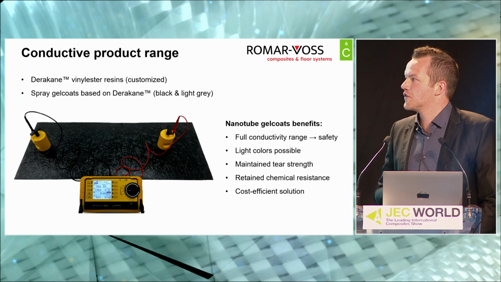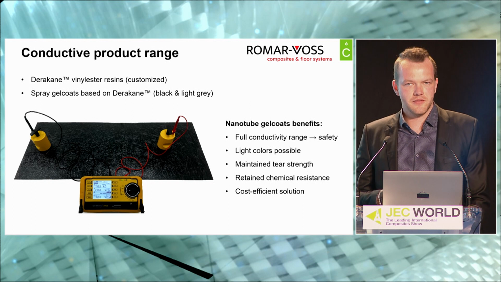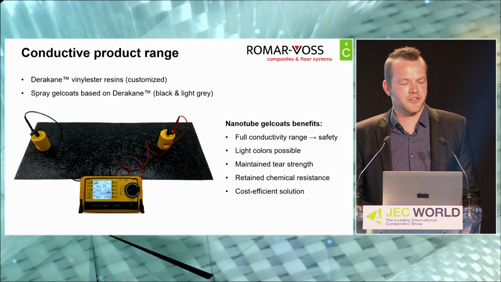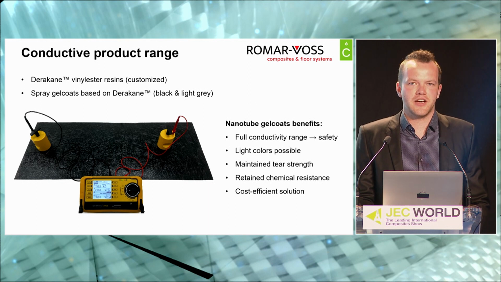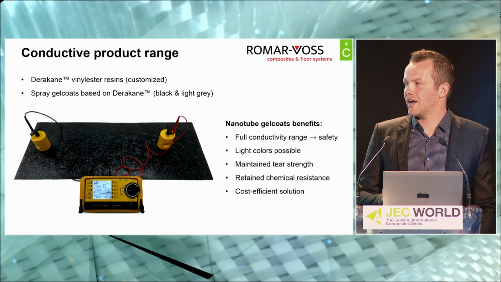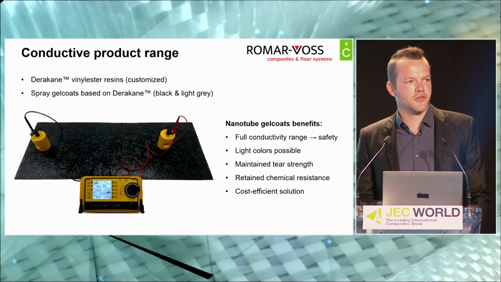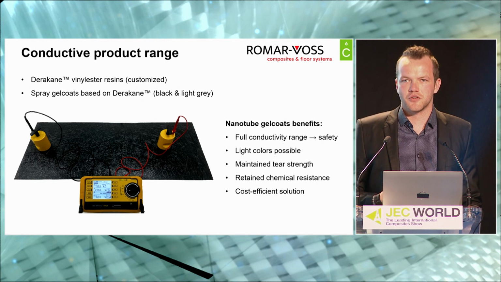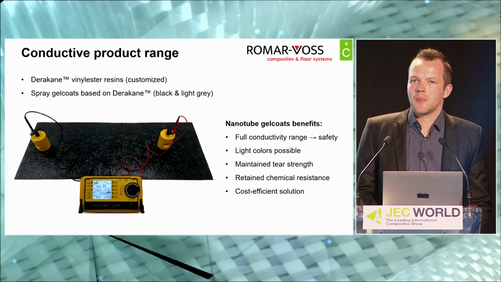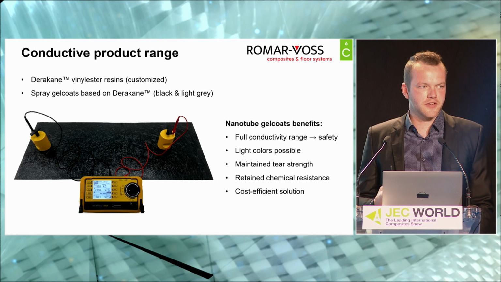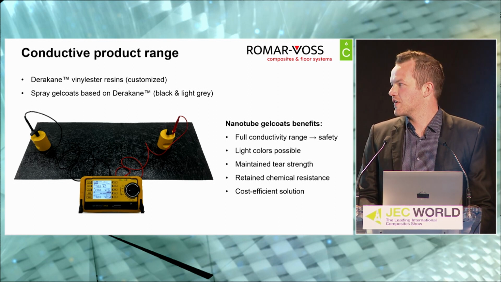Our conductive product range at Romar-Voss consists of the customizable graphene vinyl ester resins and graphene-based spray gel coats. For now, we only have them in black and light gray. Some other benefits of those nanotubes are a fully conductive range, the possibility of light colors, maintained chemical and mechanical properties, and cost efficiency.